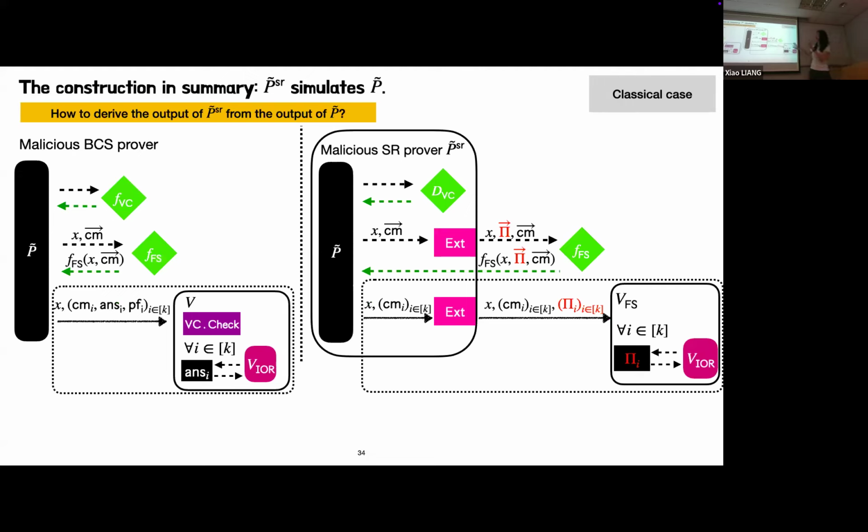And notice that how we answer FS queries and how we derive output are the two differences between the left and right picture.